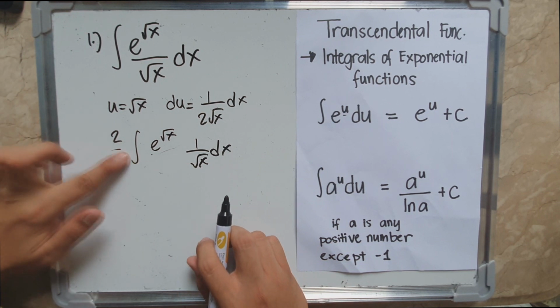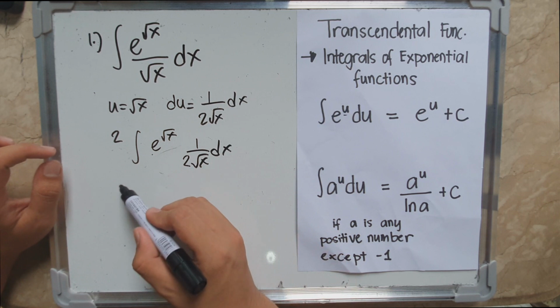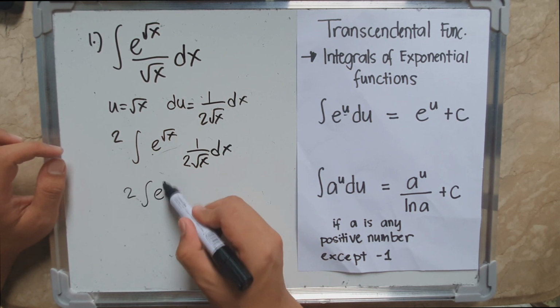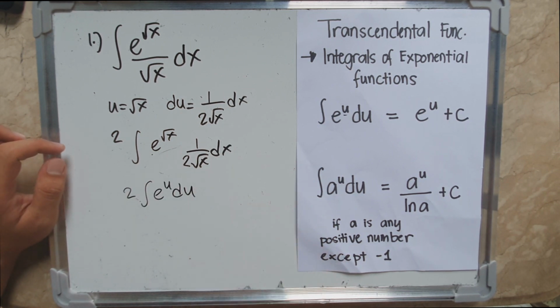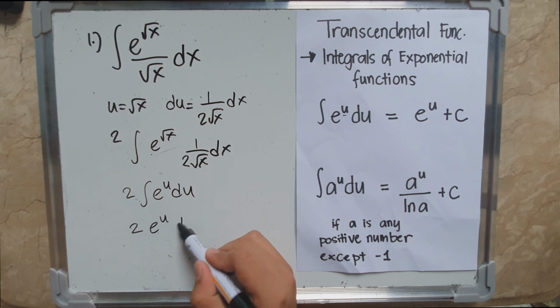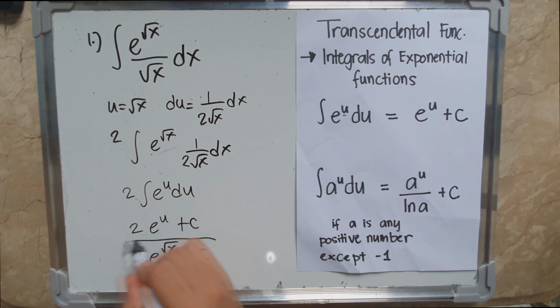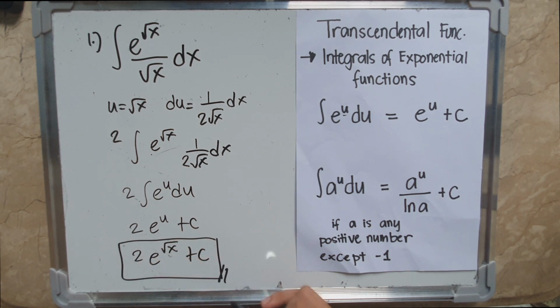If we place the denominator 2 here, this is now the form of e to the u du. Okay? So 2 times the integral of e to the u du, that is e to the u plus c. What is the u? That is obviously square root of x, plus c. This will be our final answer.